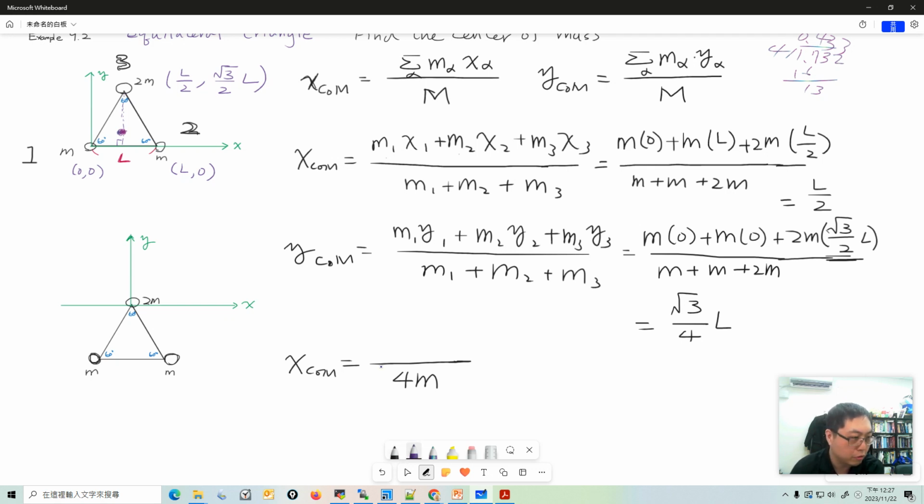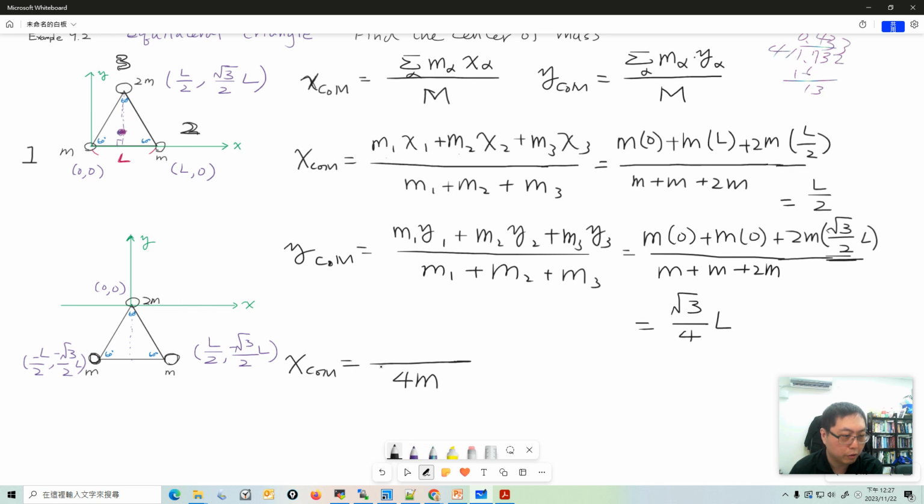Here it's 0, 0, and this one is, I think, minus L over 2, and what is the y coordinate? I think it is minus square root of 3 L. And this one is L over 2 and minus square root of 3 L. Okay, so in this coordinate system, those are the coordinates of these three objects.